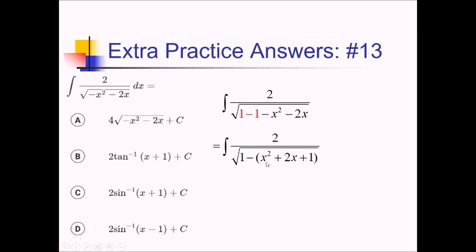Now the reason this is very significant, if you look at this, this is actually a perfect square trinomial. Two things that multiply to 1 and add up to 2, well, this is just x plus 1 times x plus 1, or x plus 1 squared. So we see here that we actually do have the square root of 1 minus something squared. So we can use arcsine for our antiderivative. This is then going to end up being 2 arcsine of x plus 1 plus c. So that's going to end up being answer choice C.